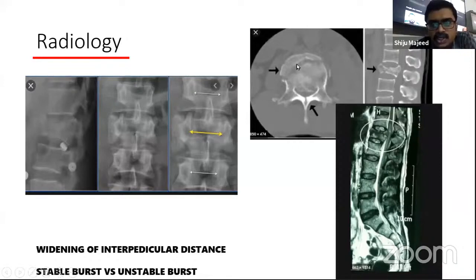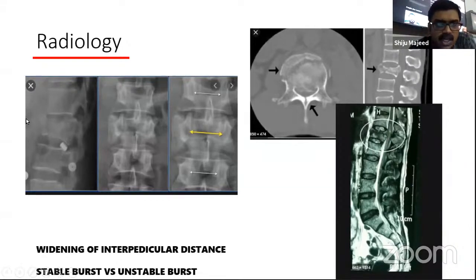Then if you do a CT scan, you can see that the middle column is fractured, and this is known as retropulsion. You can see the fragment of the fracture is lying inside the spinal canal. So obviously we can know that the spinal cord will be compressed. So this is the typical CT scan of a burst fracture. And then the further investigation that you have to do is an MRI, which will show you how much the spinal cord is decompressed.